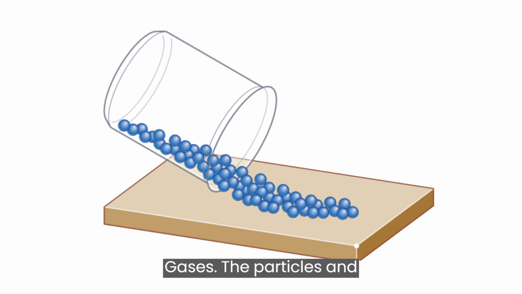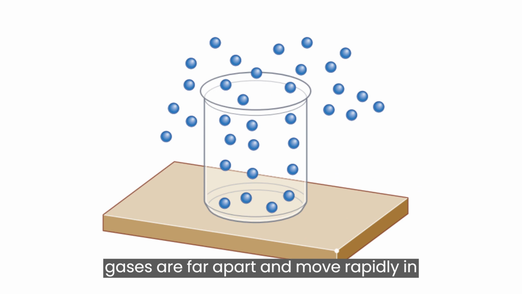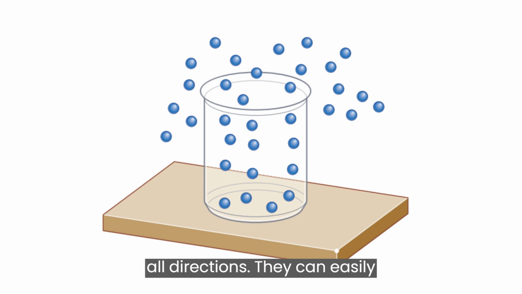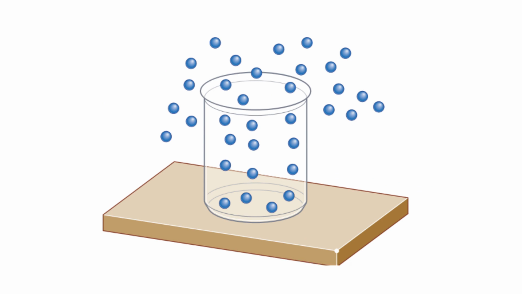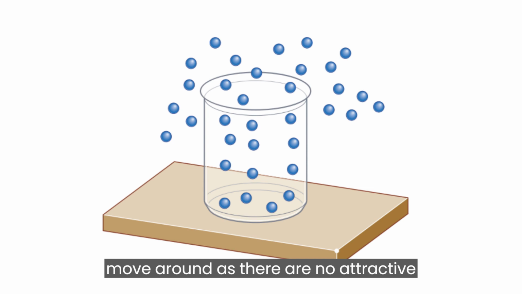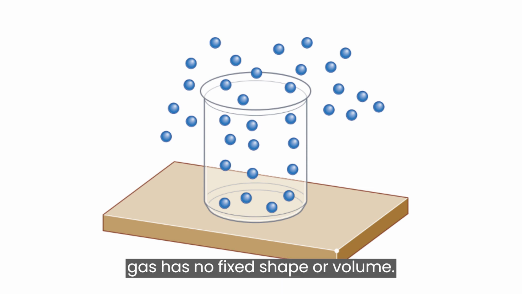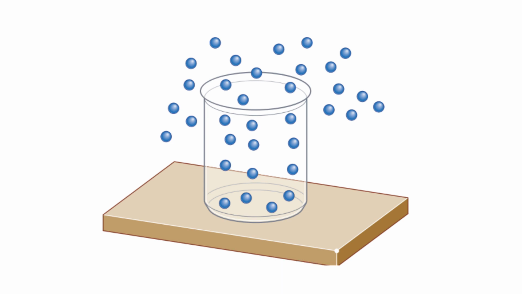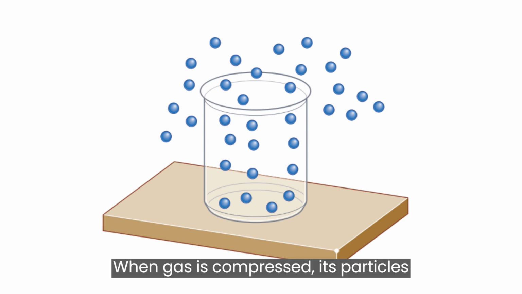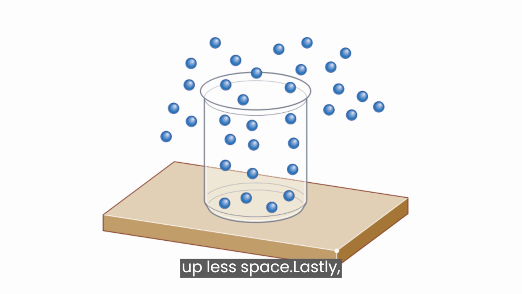Gases. The particles in gases are far apart and move rapidly in all directions. They can easily move around as there are no attractive forces between them. Thus, gas has no fixed shape or volume. When gas is compressed, its particles move closer together and the gas takes up less space.